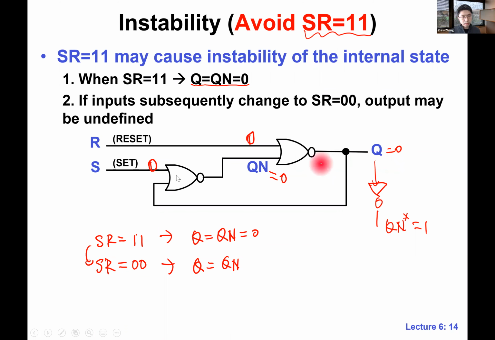Now my new input is S is 0, R is 0. Suppose I want to hold the same state. But this is where you can quickly find out, right? Since S is 0, R is 0, and the previous state Qn is 0, the new Q will become 1, right? And Qn will also become 1.